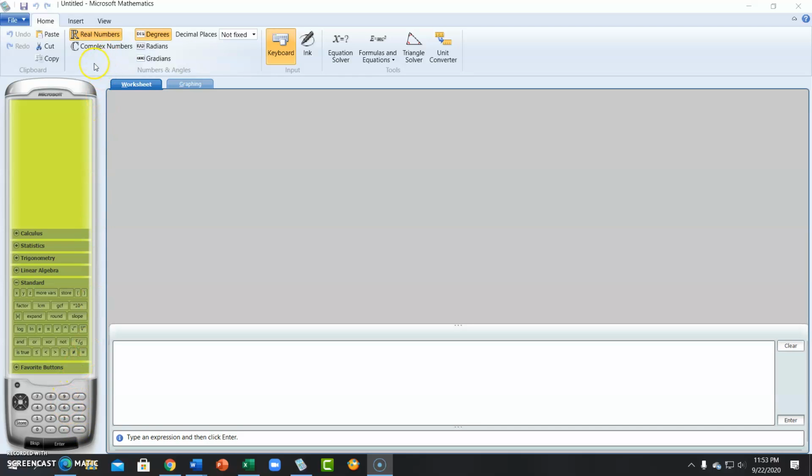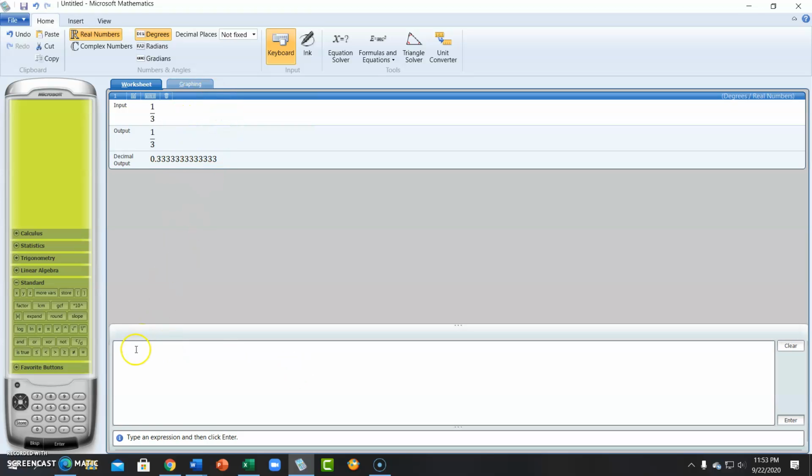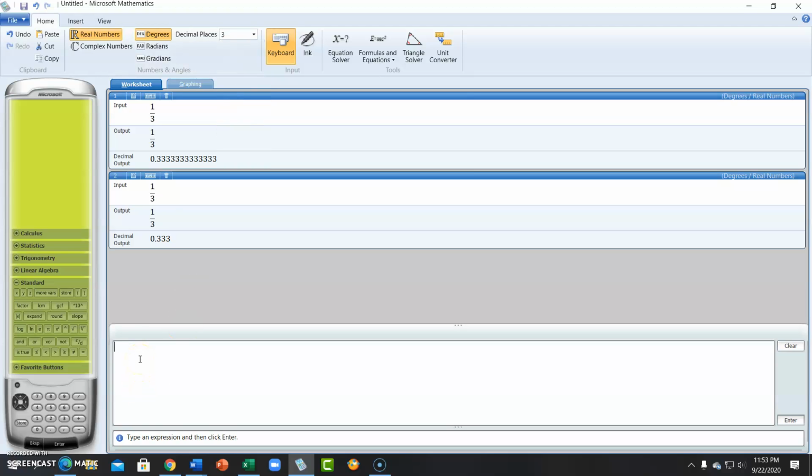And so up at the top, we have our ribbons. So for example, we have real numbers, or we can even use complex numbers. We can switch between degrees and radians, which would be helpful when working with trigonometry. You can even change the amount of decimal places you want in your answer. So for example, if I typed 1/3 in, it gives me a bunch of decimal places. Let's say I want to just go to 3 decimal places. Type it in again, and now it stops at 3.